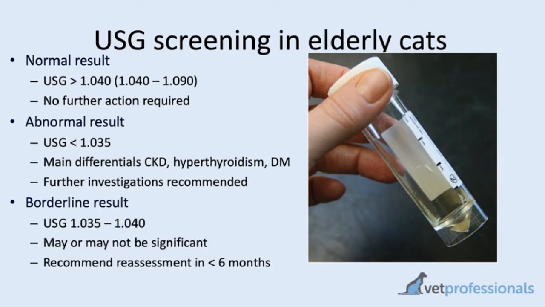I also have a little bit of a grey zone, this 1035 to 1040, where this would be the zone where I would just want to look at the cat a little bit more carefully. If everything seems fine today, well, that's okay, but I'm probably not going to want to leave it a year before I see you again. I might want to see you in 3 to 6 months, just to really keep a closer eye on things.